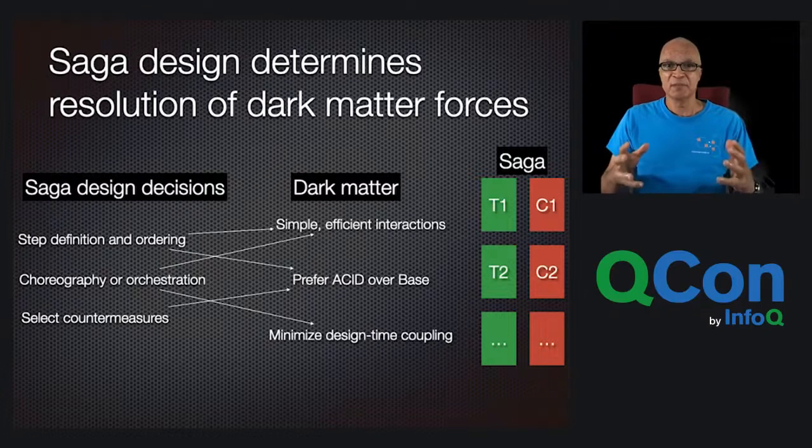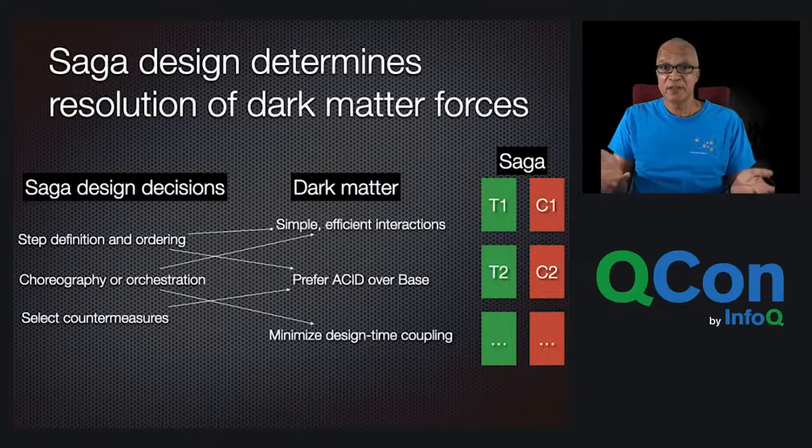For example, sometimes orchestration is a better choice because the interactions are simpler and easier to understand. Similarly, one ordering of steps might be more ACID than another. Of course, for a particular grouping of subdomains, it might not be possible for a saga to effectively resolve the dark matter forces. You must either live with the consequences or consider changing the grouping of subdomains.